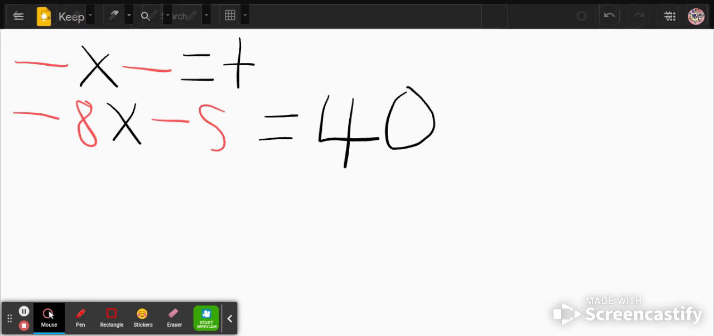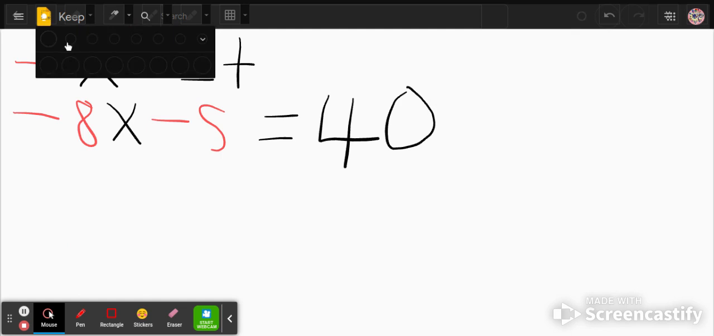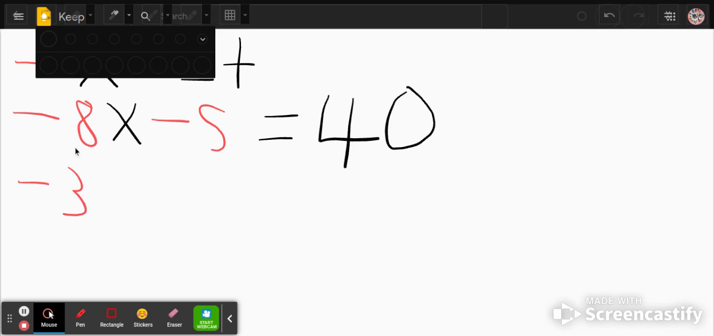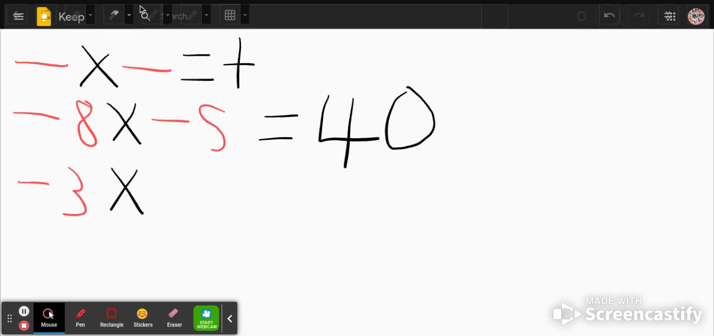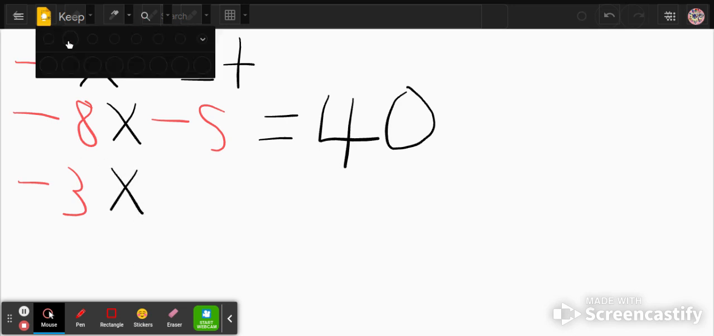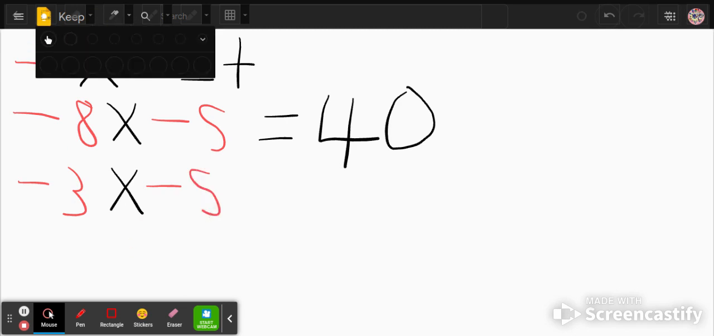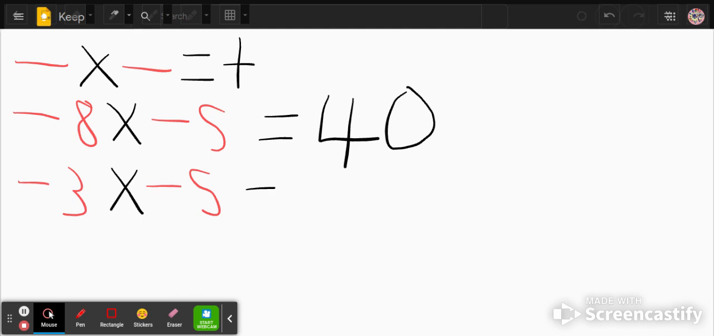Now, let's go to another example. What if it was negative 3 being multiplied by negative 5? And as we state, a negative times a negative will give us positive. So negative 3 being multiplied by negative 5 will give us positive 15.